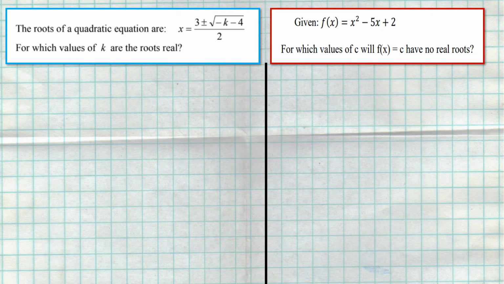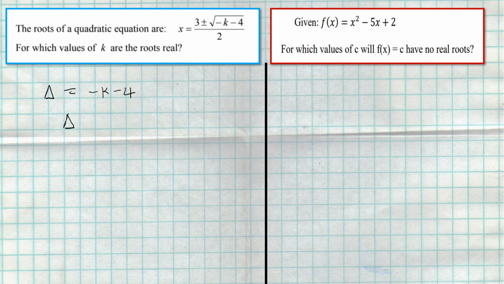Okay, so they said the roots of a quadratic equation are x equals 3 plus or minus the root of minus k minus 4, all divided by 2. For which values of k are the roots real? Now you need to determine delta, right? For nature of the roots, you have to determine delta, because with delta you can tell if the roots are real, non-real, and all that, or solve problems related to nature of the roots, because delta is a key thing here. So our delta is anything inside the square root there. It's minus k minus 4. Then they need the values of k for which the roots are real.